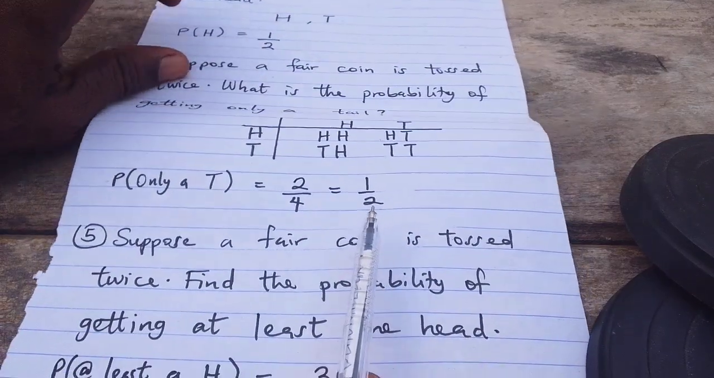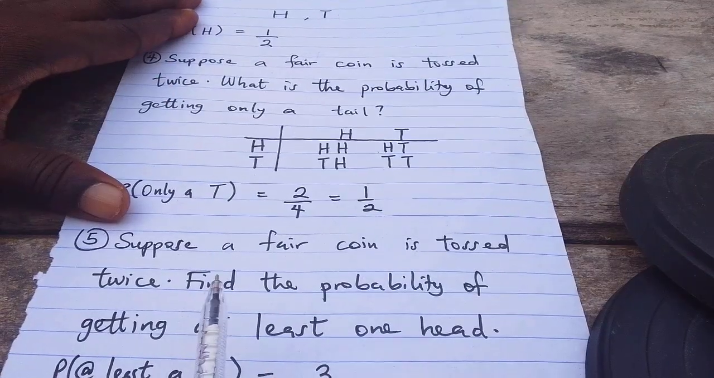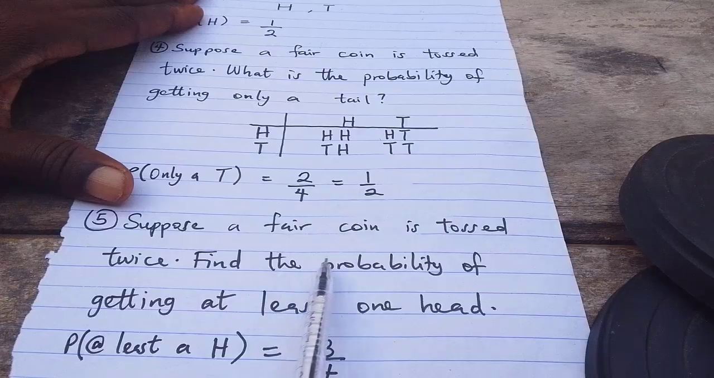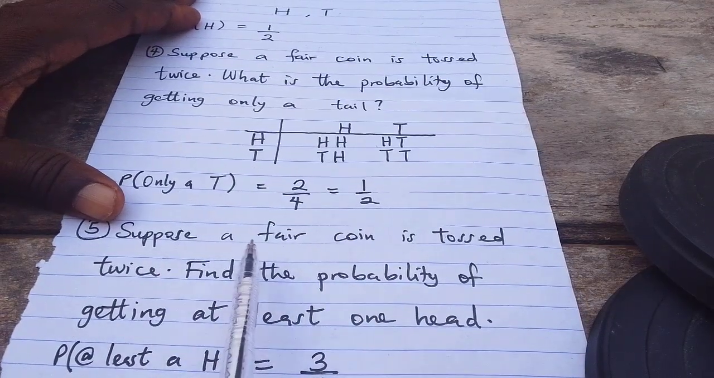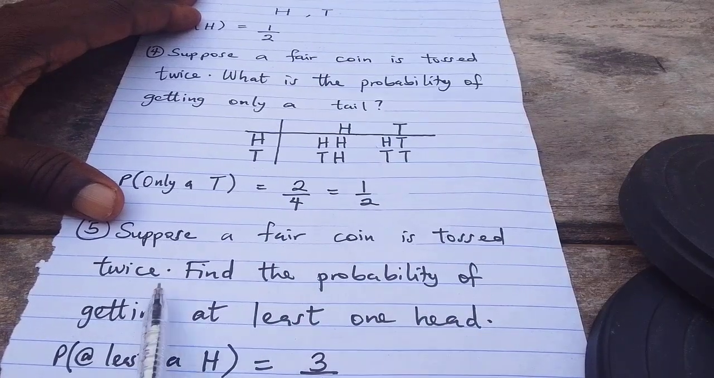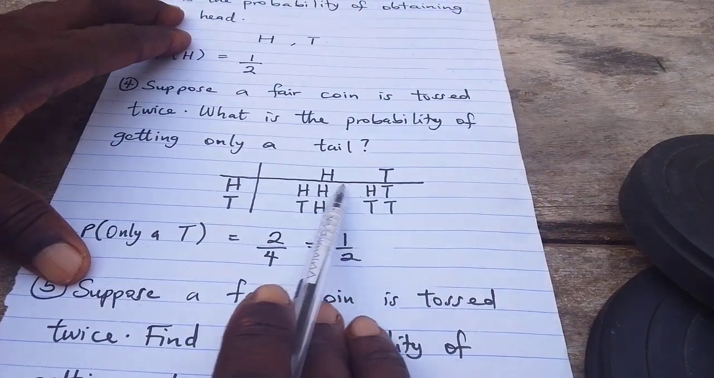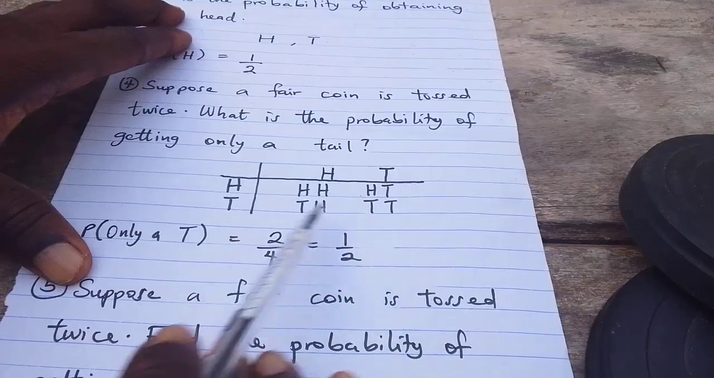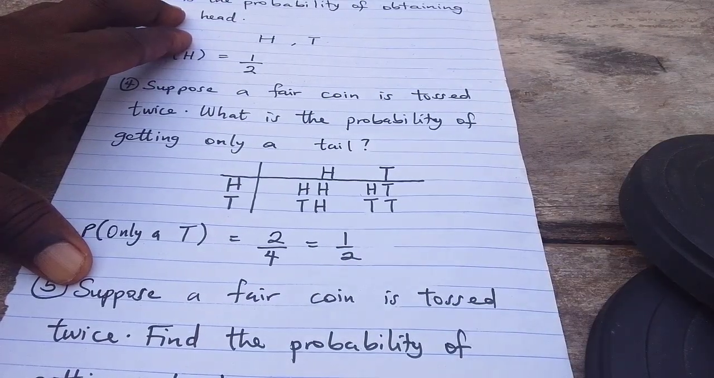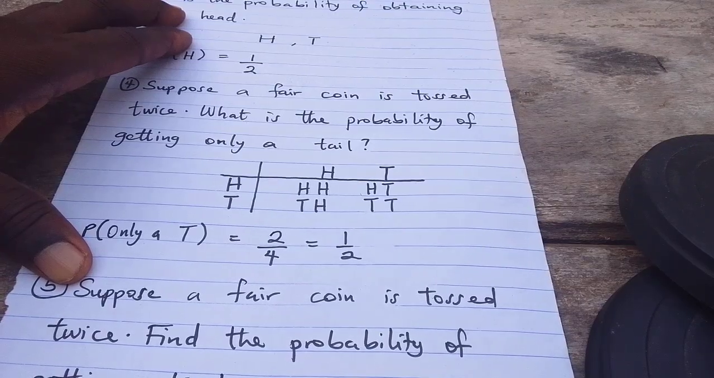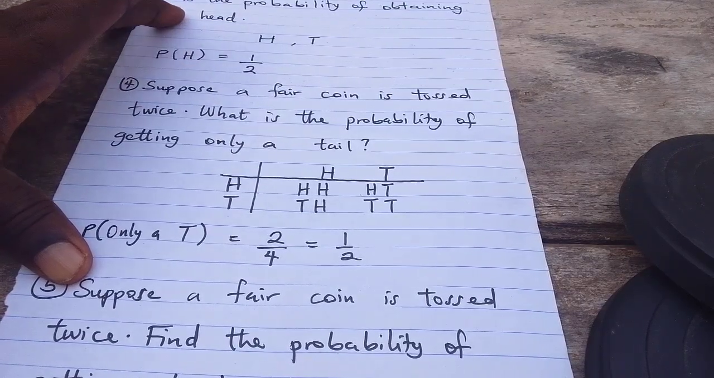Now number 5. Suppose a fair coin is tossed twice. Find the probability of getting at least 1 head. So this is the result we are still going to use. At least 1 head. It means it can be 1 head or 2 heads. At least means we can have more than 1 head. At least one can be 1 head or 2 heads.